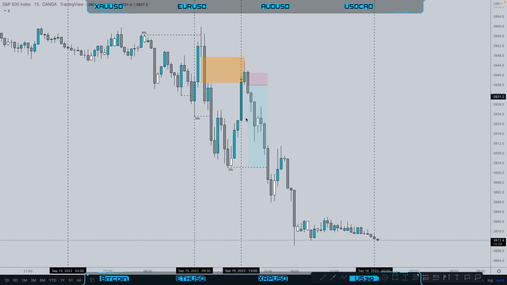So as you can see, we do have a possible setup forming for tomorrow. Now, tomorrow is Friday. I don't know if we're going to take a setup or not.